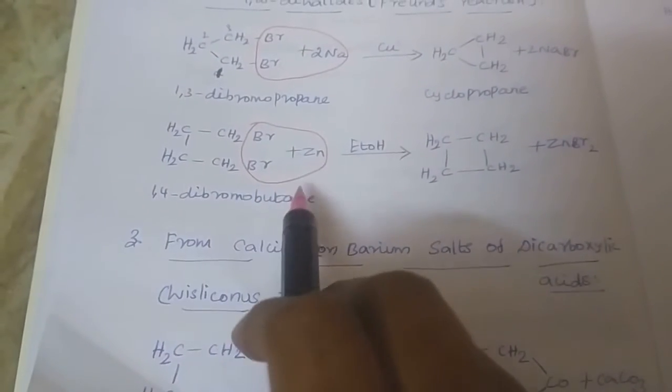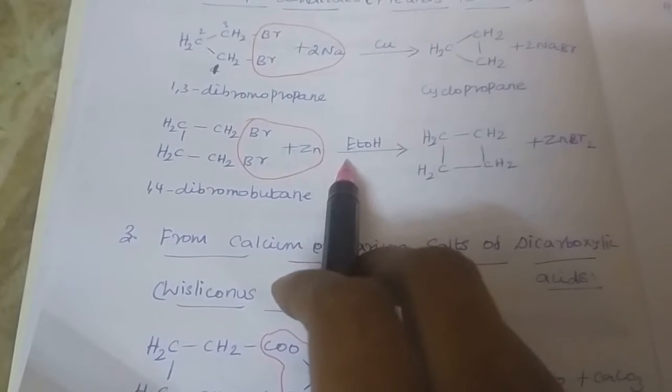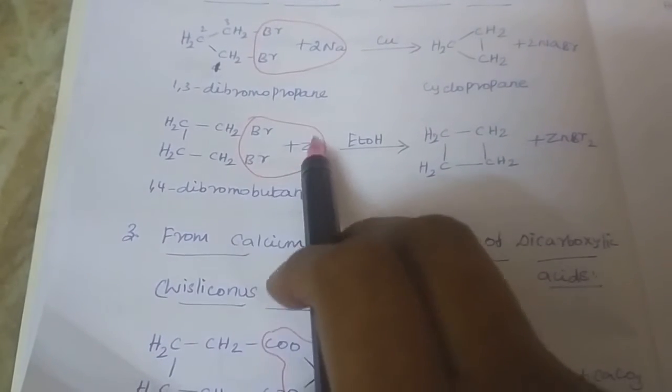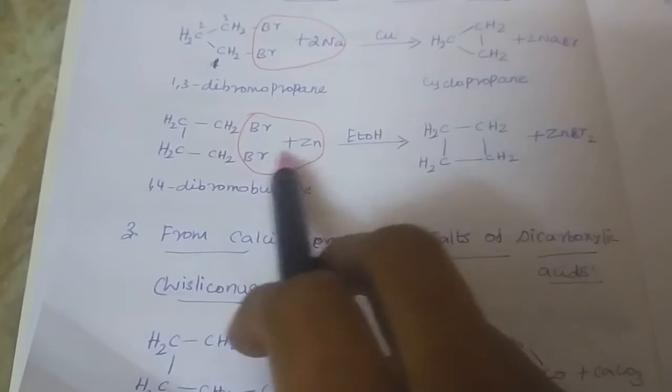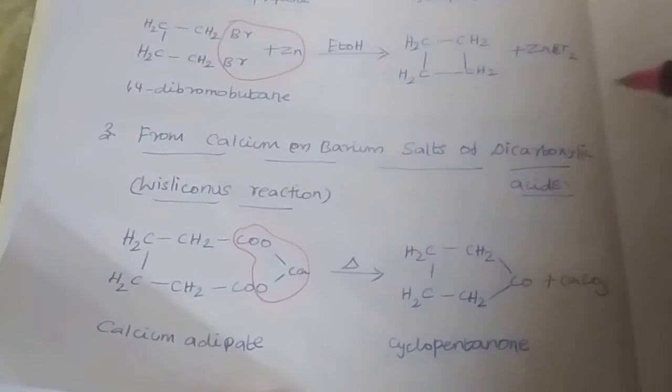Like that, 1,4 dibromobutane reacts with zinc in the presence of ethanol. Here also zinc bromide is removed. Here the ring is closed. You get cyclobutane.